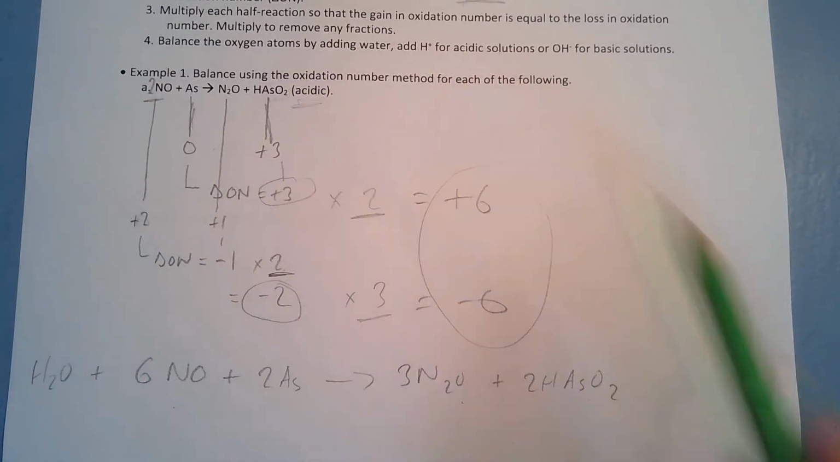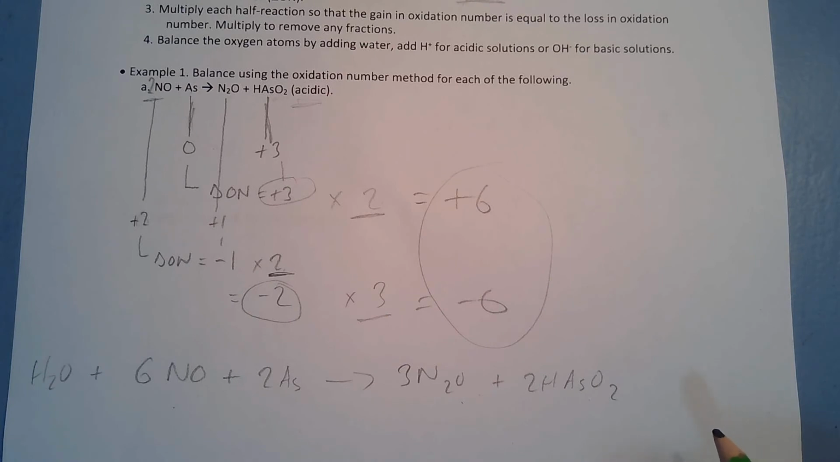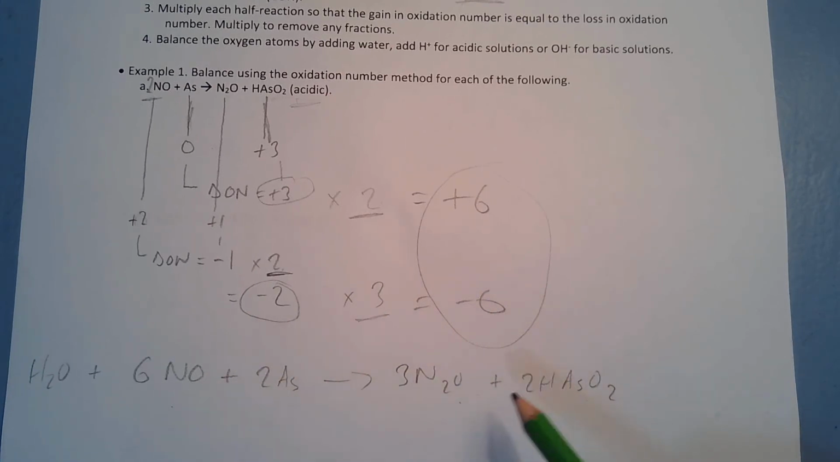So now I can take care of that acidic part. I look at this and I say, okay, I've got 6 oxygens here. I've got 3 and 4, I have 7 oxygens here, so I add the additional water. And then if I look at the hydrogens, I've got 2 here, and so I've got 2 there. So I don't need to add H+ because my hydrogens are already balanced.